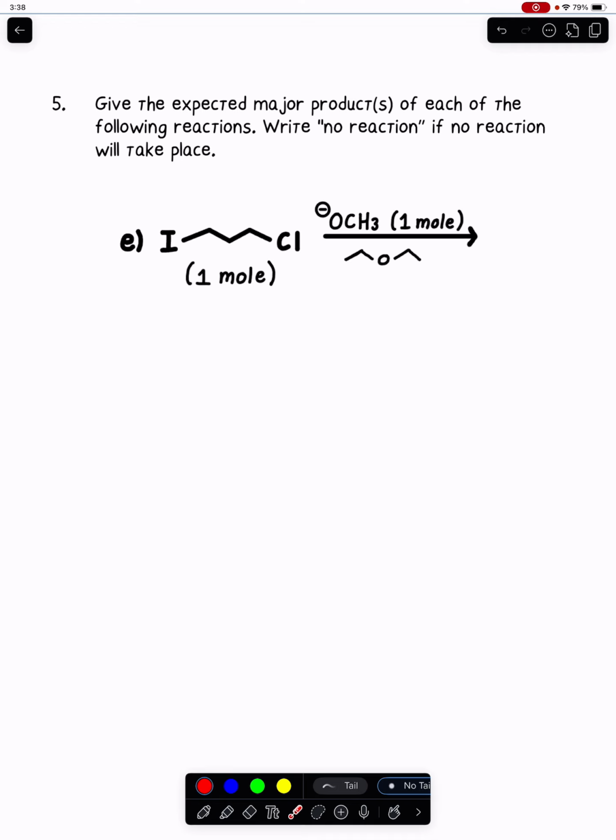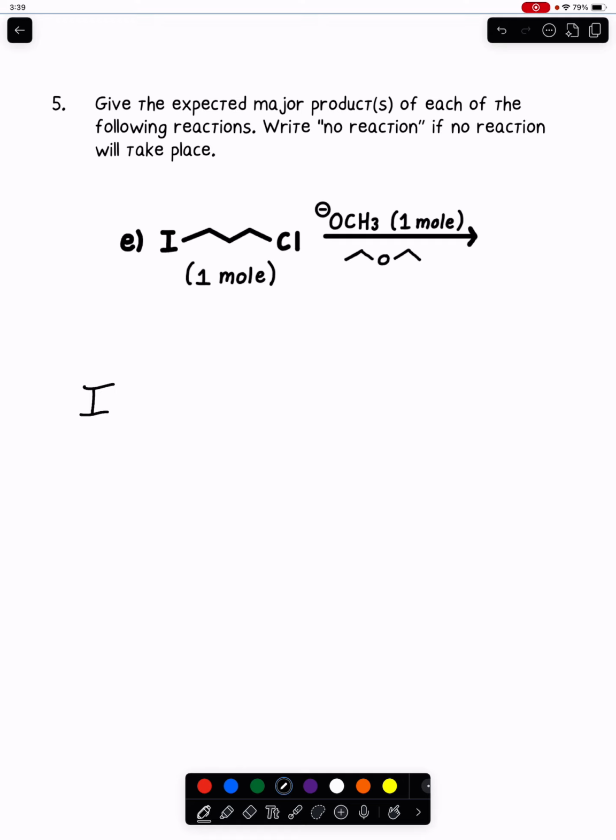So I'm also giving you more data here. I'm telling you that you have 1 mole of this methoxide reacting with 1 mole of this substrate. Why am I doing that? Because I want you to show me one product, the most likely, expected major product. So you have to think about, all right, well, if there are 2 good leaving groups, where's the reaction going to take place?